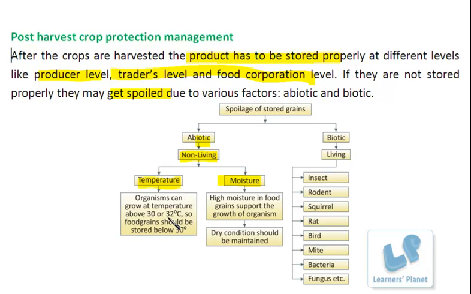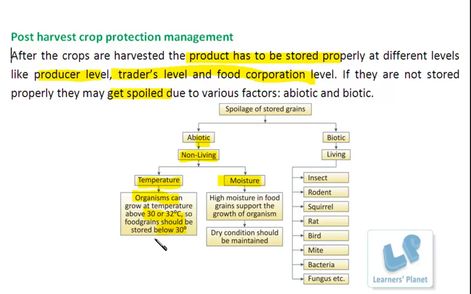The temperature should be maintained well enough in the storehouses. Usually it is maintained below 30 degrees centigrade. In fact, 25 to 28 or 30 degrees is a good range for the storage of food grains. The reason behind this is that the organisms which can spoil the stored grains actually grow at a temperature range of 30 to 32 degrees or up to 35 degrees centigrade. So this is the favorable or optimum temperature for the growth of the organisms.